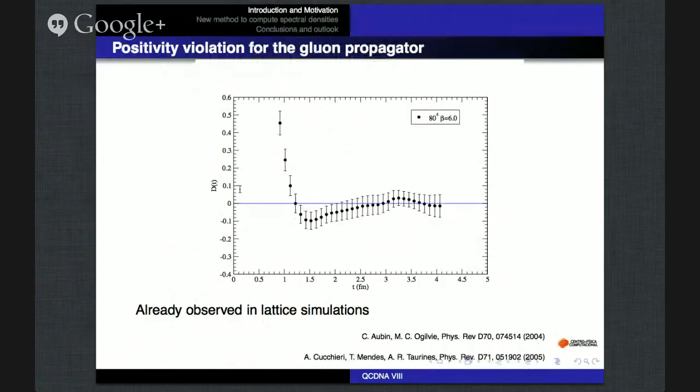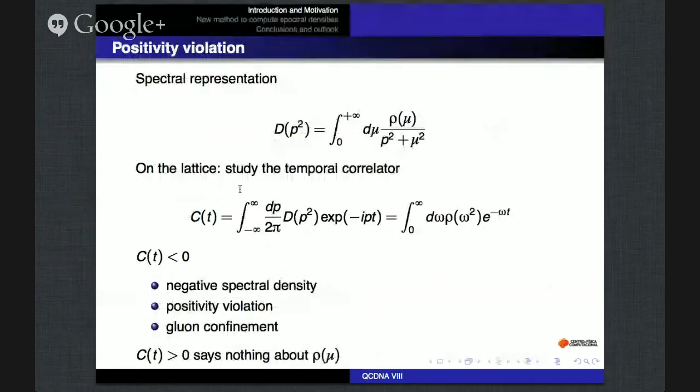So this property has already been observed in lattice simulations a long time ago, 10 years ago. Yes, I probably should notice, you say that if it's negative, it implies confinement. Your statement on the other transparency, go back to it. So, you say if you have a negative C(t) for some regions of t, this quantity here should be negative because this is positive. So in some sense, at least in some regions, you have a negative spectral density, and so the gluon is not part of the physical spectrum. I guess I have to see how you define the object later. Okay, I'll wait.